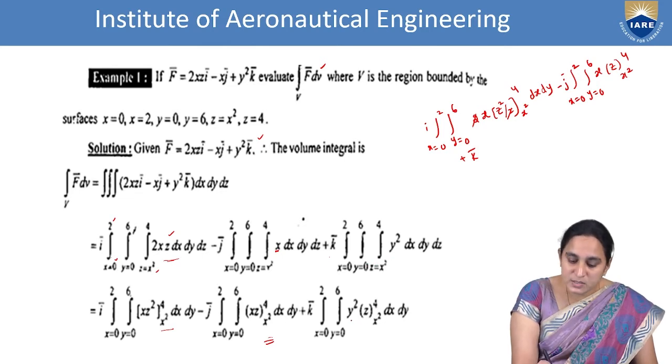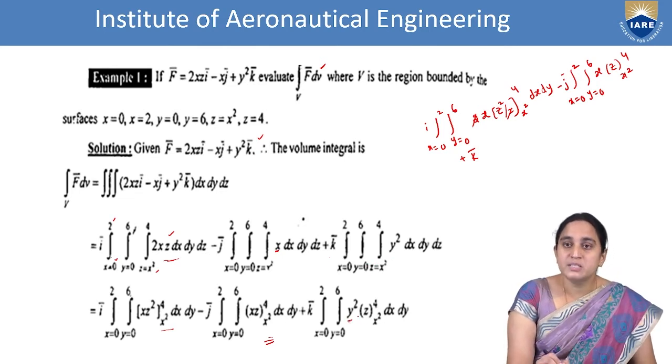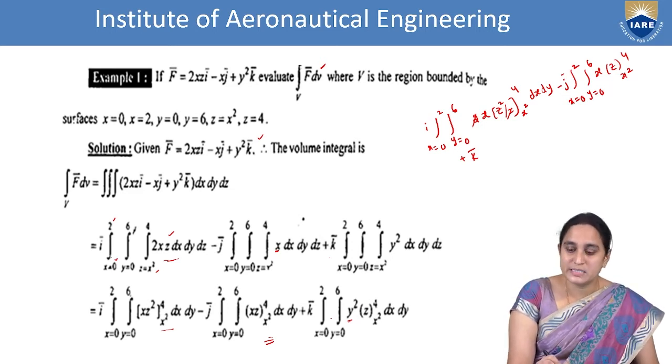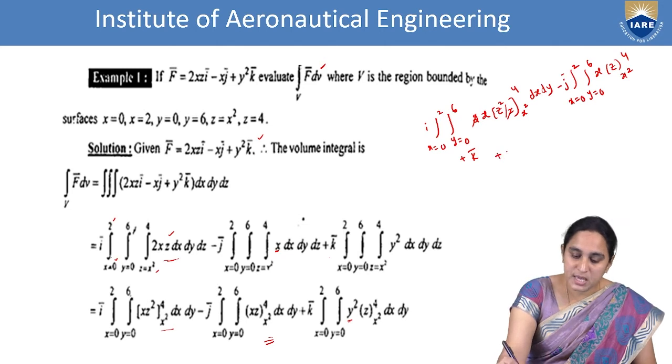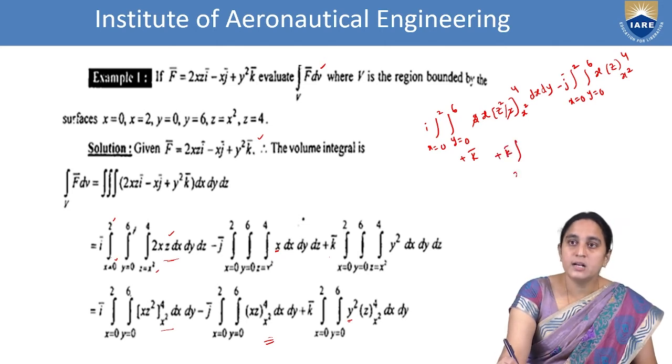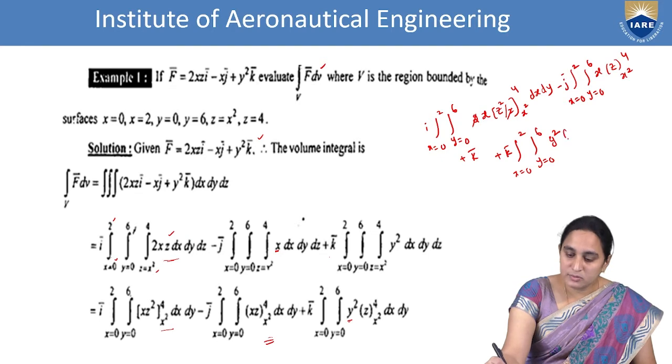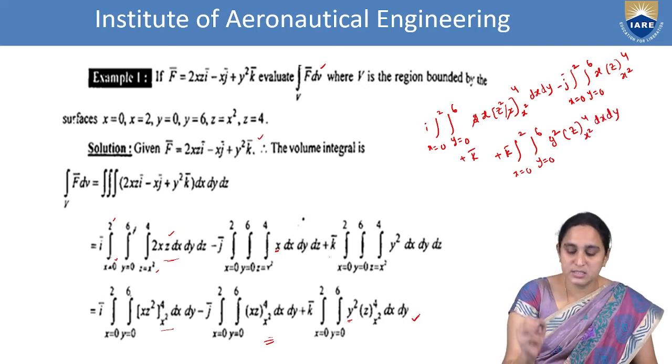That means here y square is a constant with respect to z. That means here 1 is there. 1 integration is how much? That is z. That means plus k bar into integral of x is 0 to 2 and integral of y is 0 to 6, y square into z, the limit points are x square to 4, dx dy. That is this step.